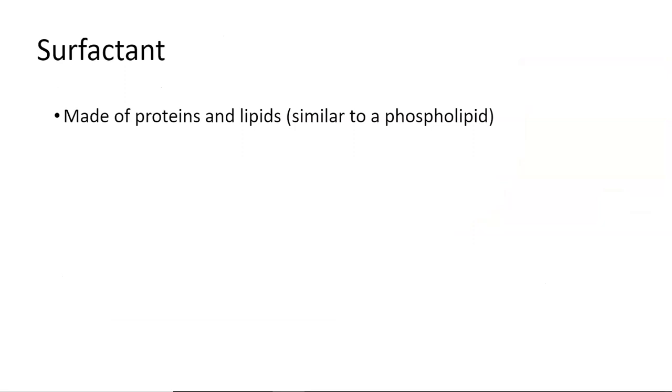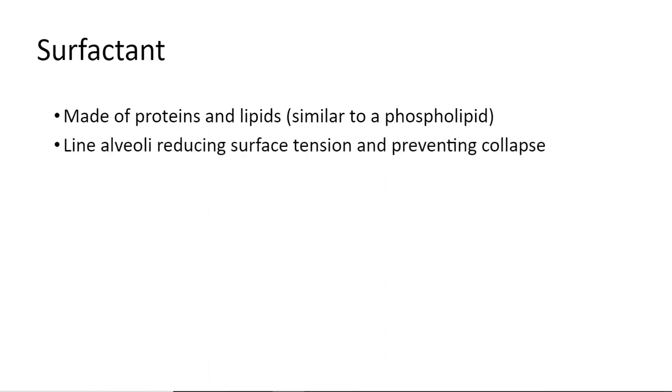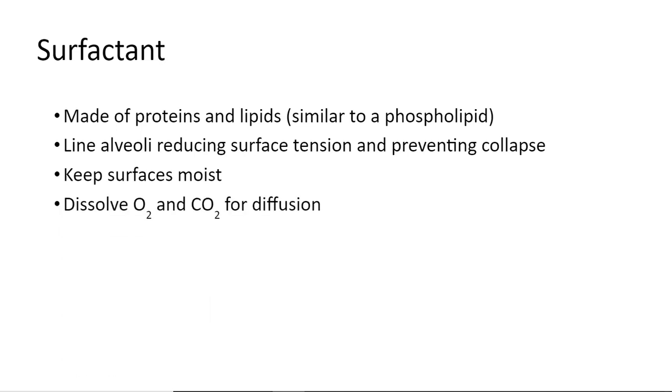So again, the surfactant, you can think of it kind of like a soapy film. It's similar to a phospholipid. It's made up of proteins and lipids that lines the alveoli, reducing surface tension, which is important because you don't want them to collapse in on themselves. And it keeps surfaces moist, which is necessary for that diffusion of oxygen and carbon dioxide.